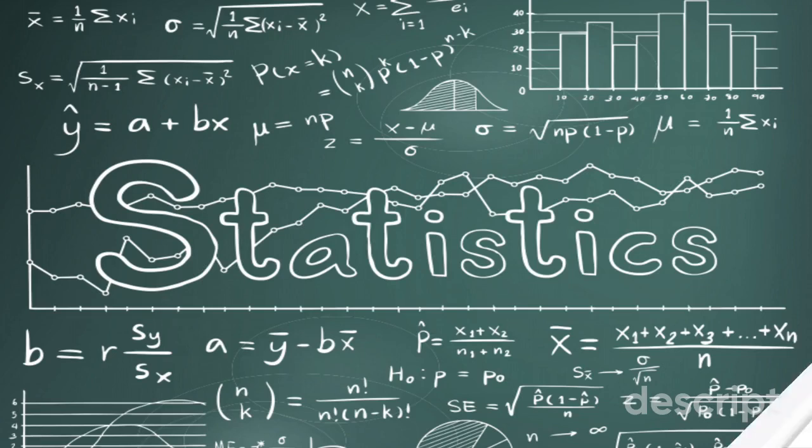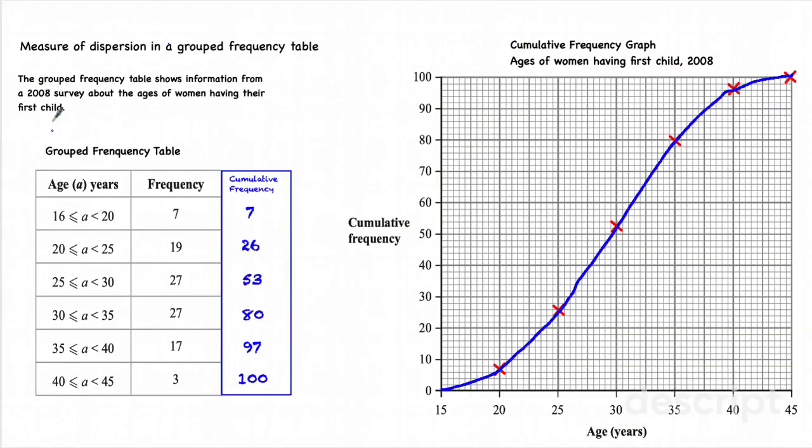Hello. In this video, we will look at finding the measure of dispersion in a grouped frequency table. The grouped frequency table shows information from a 2008 survey about the ages of women having their first child. Here's our grouped frequency table.